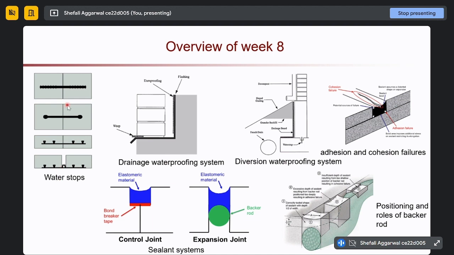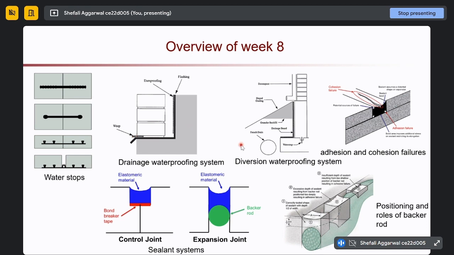So here, the first thing you might have studied is water stops. These are applied mainly on joints. Plastic and other materials are used as water stops. Next is the drainage waterproofing system. For the drainage waterproofing system, we apply weep holes, and for different types of buildings or structures, different types of weep holes are provided. Like for masonry, a mesh kind of weep hole is there. And for retaining walls, we have seen they use pipes, hollow pipes, as weep holes.